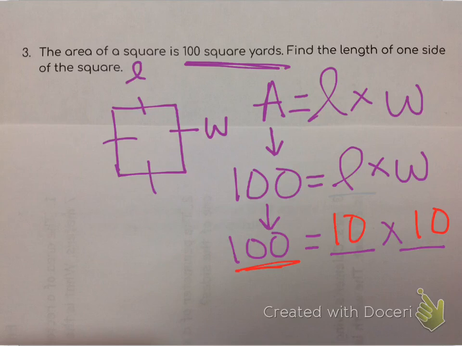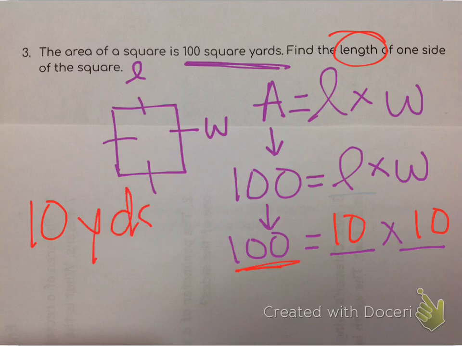In this problem, it asks us to find the length. So the length of the figure would be 10 yards. And they know it's squared because it is a perfect square. That would be how you would solve if it were a square.